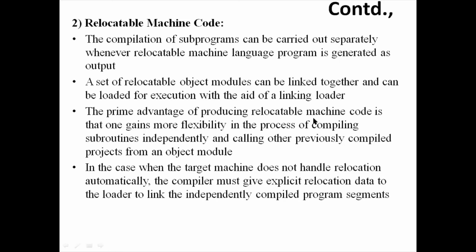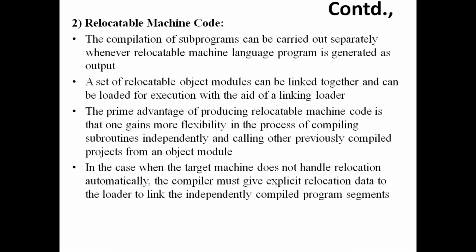What about the third code form? The third code form is assembler code. Assembler code means it will be producing the assembly language program as the output. But generating assembly language as output can make the code generation process slower.